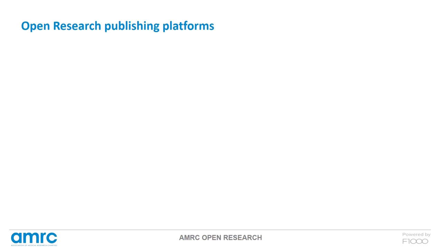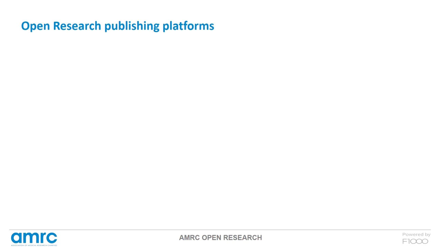So I just want to explain a bit about who F1000 are. They're the publishing company behind this platform. We initially started as an article recommendation service. F1000 stands for Faculty of 1000. So we used F1000 Prime to recommend articles to people. More recently, we set up as a publishing company and started publishing our own platforms.